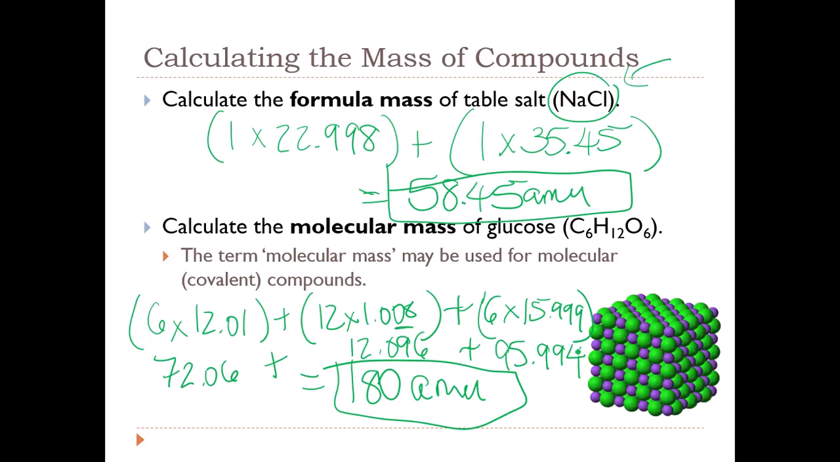And so then when I add, now I'm looking at the value with the least number of decimal places. So looks like I should keep 2 decimal places. So 72.06 plus 12.096 plus 95.994. So yeah, 180.15. So let's get in the habit of thinking about significant figures. Okay.